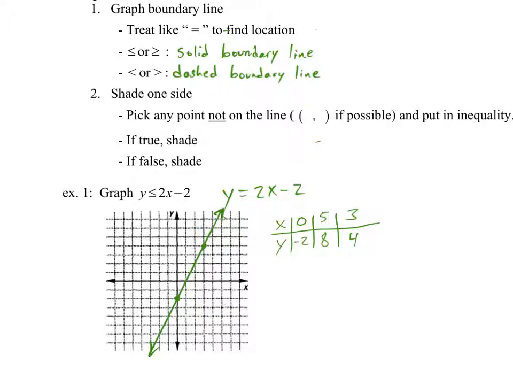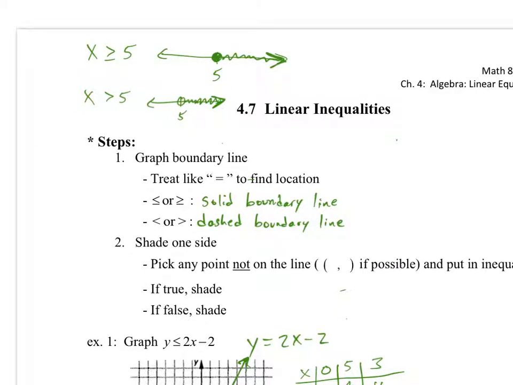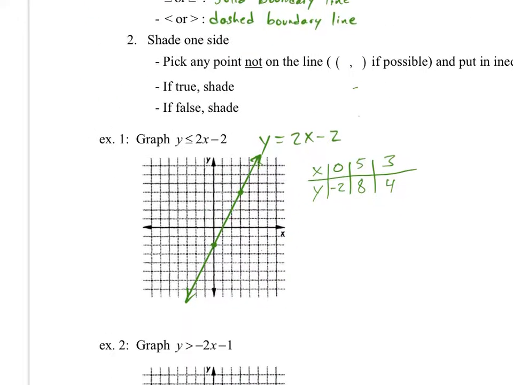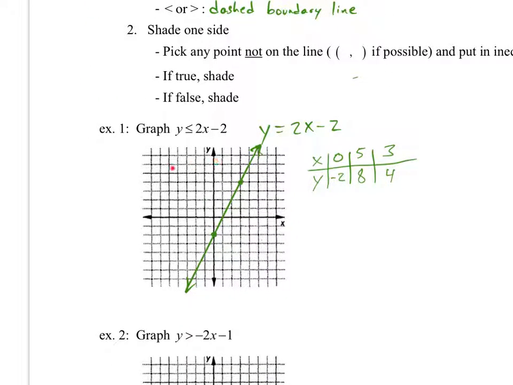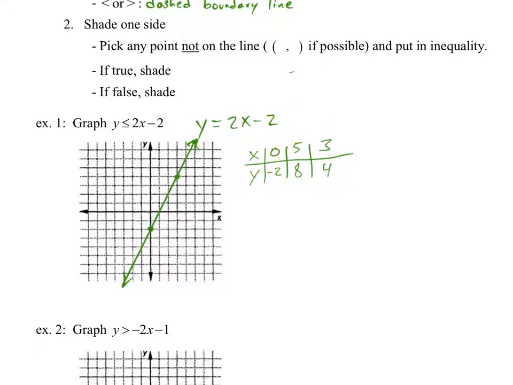I'm sure it's maybe a little bit wishy-washy, but now the next thing we have to do is decide, do we shade here to the right or do we shade here to the left? So we need to decide, are we shading this section over here, kind of up and to the left, or are we shading over here and to the right? To do that, you just need to pick any point that's not on the line. So step 2, shade one side. So pick any point not on the line and put it in the inequality.